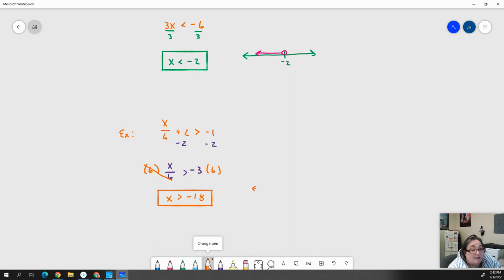And so now I can go ahead and graph this. Okay, well, this is negative 18. We know that it is just greater than, it is not greater than or equal to, so it is an open dot, and it covers everything in that direction.